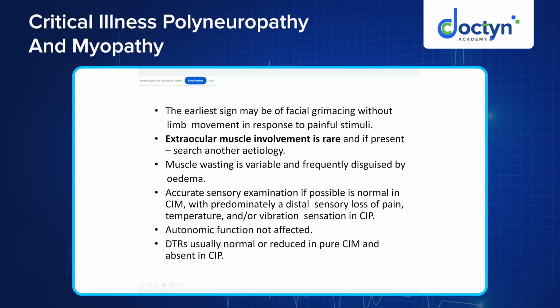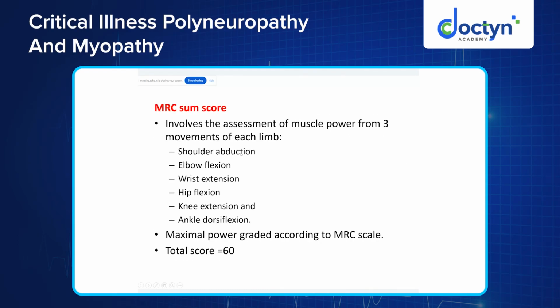The earliest sign may be facial grimacing without limb movement. Extraocular muscle involvement is rare and muscle wasting is invariable. When you do an accurate sensory examination, it can possibly be normal in cases of CIM, with sensory loss of pain, temperature, and vibration sense in case of CIP. The DTR, deep tendon reflex, is usually normal, or it can be reduced in cases of pure CIM, or absent in cases of CIP.